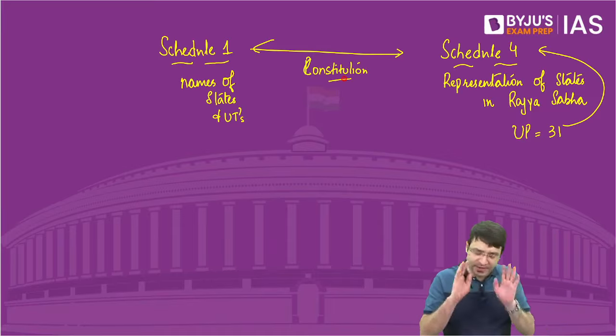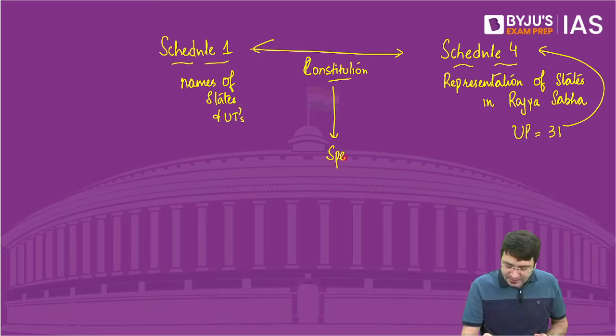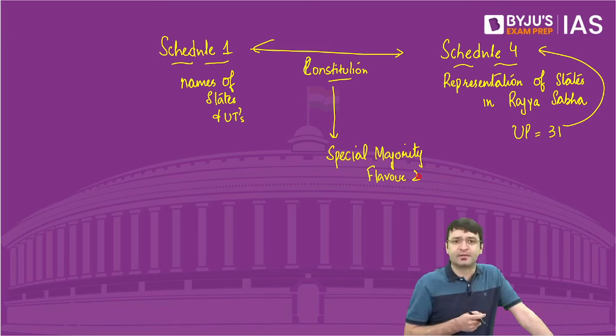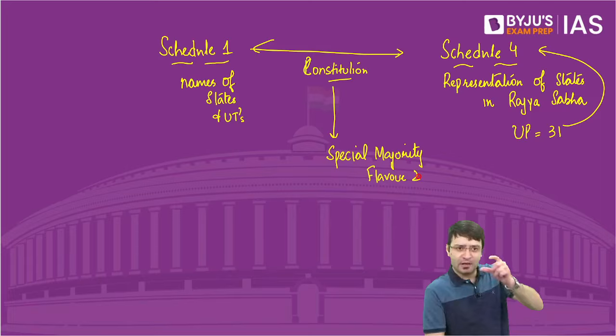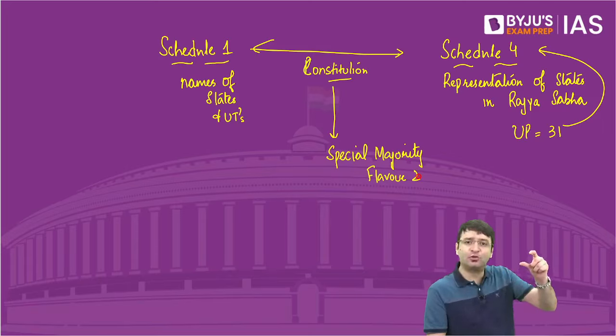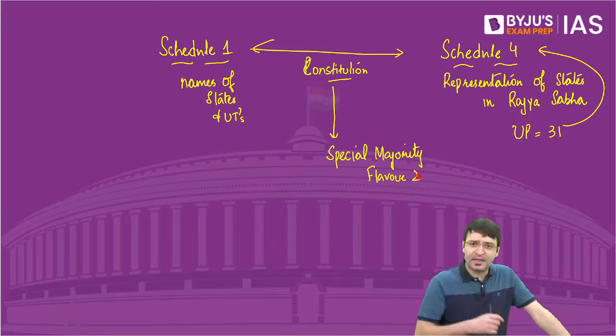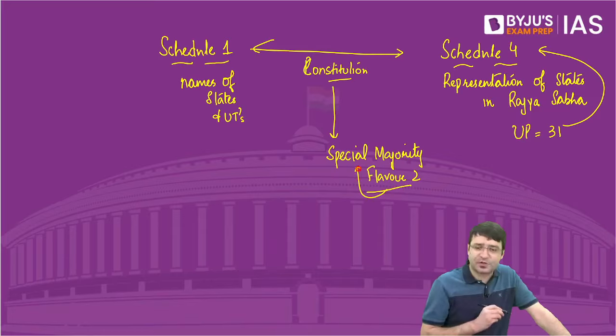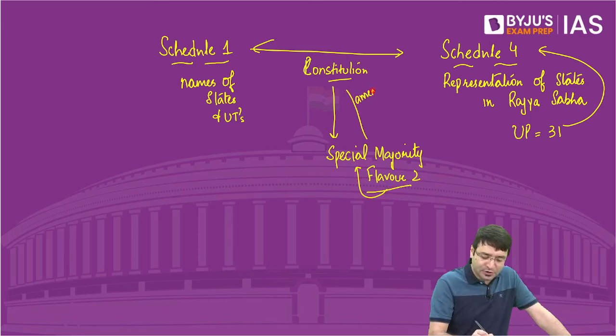They're part of the Constitution? Yes. Yesterday we discussed special majority, flavor 2. And I told you flavor 2 of special majority is required for amending the Constitution. And what is flavor 2 of special majority? Majority of not less than 2/3 of the members present and voting, and majority of the total membership of the House. That means more than 2/3 of the members present and voting plus absolute majority. This is flavor 2 of special majority. And this flavor 2 of special majority is used to amend the Constitution.